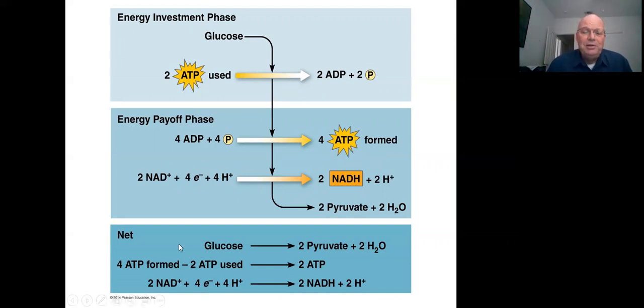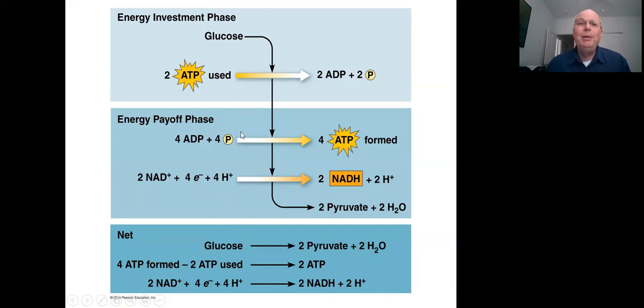So if we're going to summarize the whole thing, chemically, glucose goes in, 2 pyruvates come out. Energetically, 2 ATPs go in, 4 ATPs come out, net yield is 2 ATPs. 2 NAD pluses go in, 2 NADHs come out. Remember, the electrons in those NADHs are usable, as we'll see. So this is the diagram to focus on as far as glycolysis is concerned. Don't worry about the chemical reactions, worry about what goes in, what comes out.